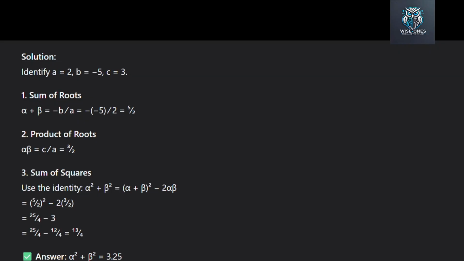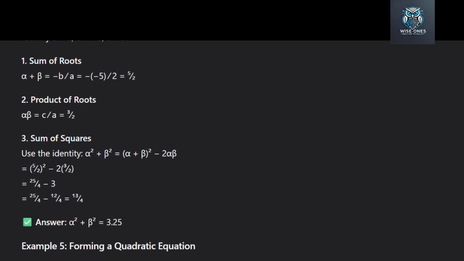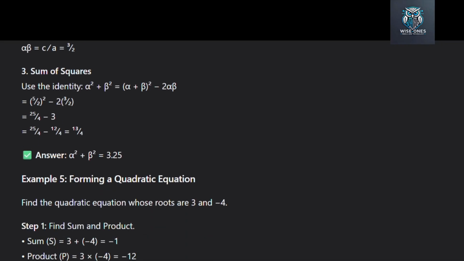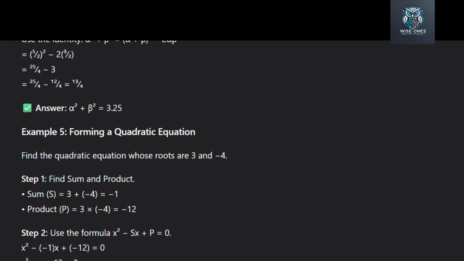3. Sum of squares. Use the identity alpha squared plus beta squared equals open bracket alpha plus beta close bracket squared minus 2 alpha beta. We know alpha plus beta is 5/2. We know alpha beta is 3/2. So substitute these values. Open bracket 5/2 close bracket squared minus 2 times open bracket 3/2 close bracket. 5/2 squared is 25/4. 2 times 3/2 is 3.